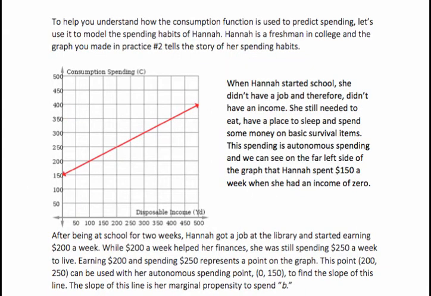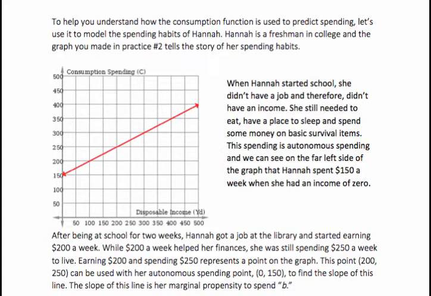To help you understand how the consumption function is used to predict spending, let's use it to model the spending habits of Hannah. Now, Hannah is a freshman in college, and the graph you made in practice problem 2 tells the story of her spending habits. So when Hannah started school, she didn't have a job, and therefore she didn't have any income. But she still needed to eat, have a place to sleep, and spend some money on basic survival items.